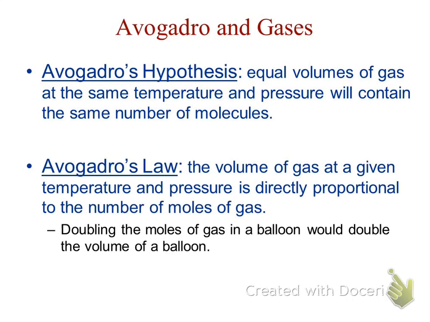From this, we form what's now called Avogadro's law, saying that the volume of a gas at a given temperature and pressure is directly proportional to the number of moles of the gas. I.e., given the example, if I double the moles of gas in a balloon, I'll be able to double the volume of the balloon itself.